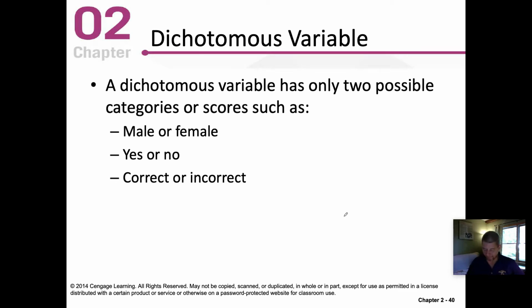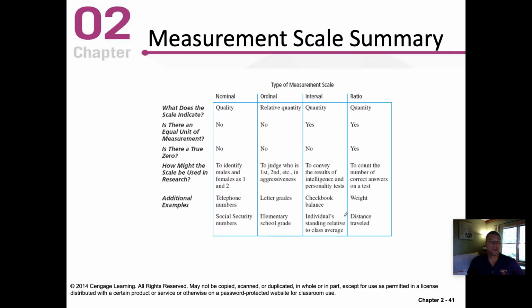Now, this is simply a chart of the measurement scales, nominal, ordinal, interval, and ratio, and some examples of these. Notice that they get more and more specific as you move from left to right. What does the scale indicate? From quality over to quantity. Is there an equal unit of measurement? Is there a true zero? How might the scale be used in research? And additional examples, and so on. So have a look at that chart.